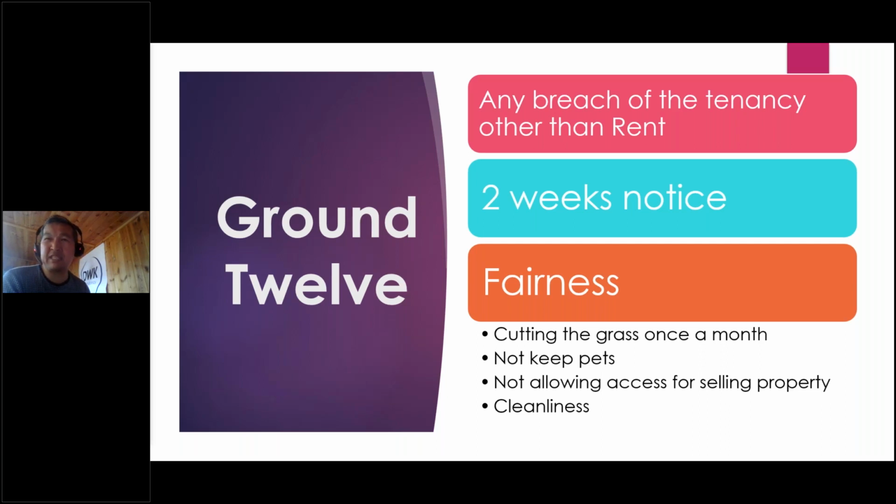Not allowing access for selling properties. I know that's come up quite a lot. I think you might struggle to get possession on that ground, under ground 12, should I say. I've seen a few people have real issues with that, but I would say most judges will probably be much more tenant friendly on that. And then the last one is cleanliness. Well, cleanliness is very subjective. What's clean to one person may not be clean to another. So again, all those things come into account when you're dealing with breach of tenancy in relation to Section 8.